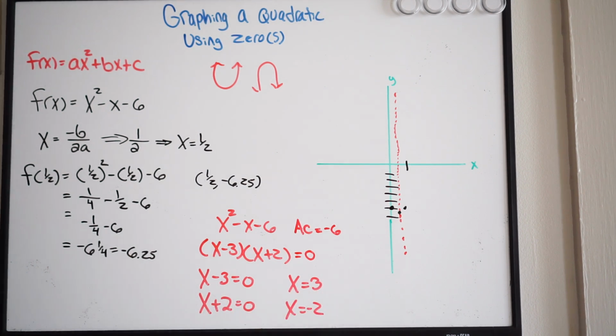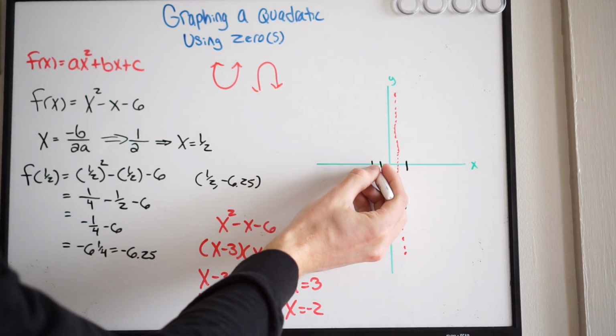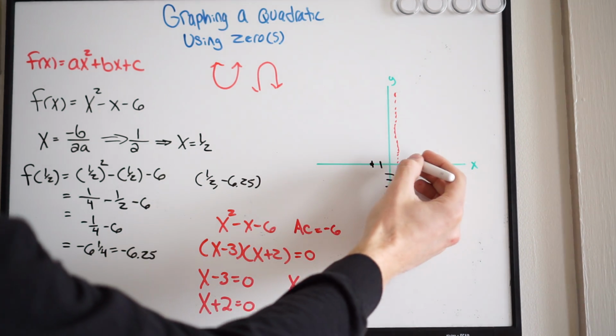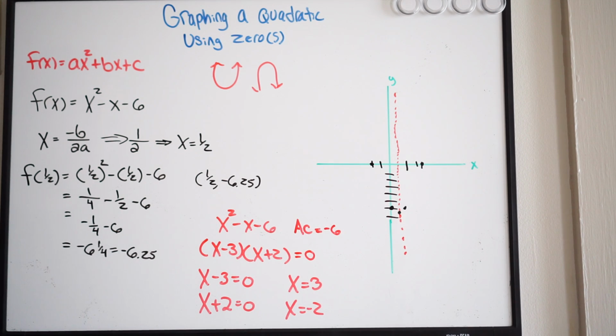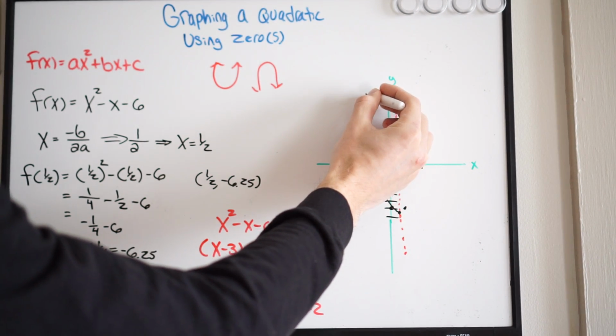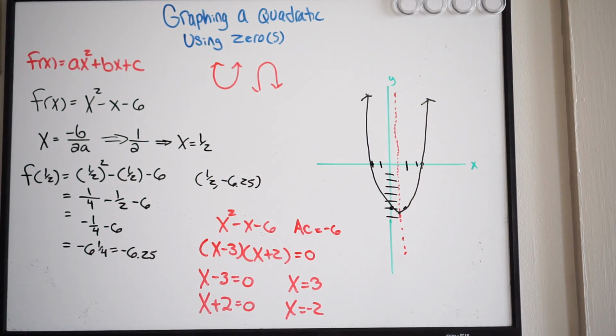So we can go ahead and graph those points. We are going to graph one at negative 2. So on the x, we're going to go 1, 2, sharp point. And then at x equals 3, we have 1, 2, 3. And then we're simply just going to connect these dots, and that is going to be our function. Again, this is graphing using the zeros. All right, a little bit different, but same concept.